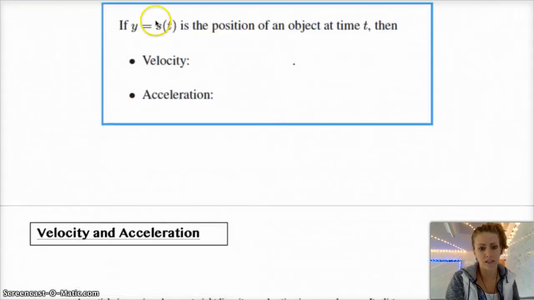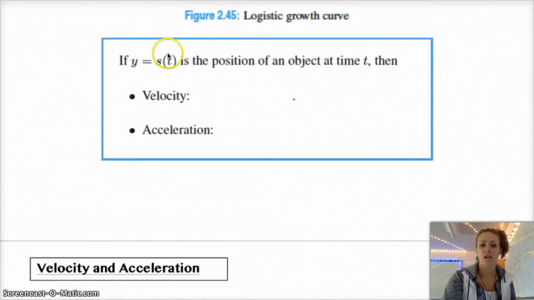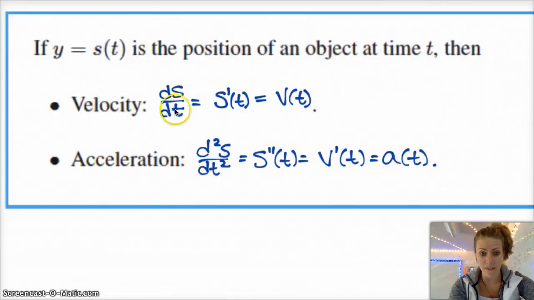So then last but not least, I just want to talk about the positions and velocities. If you have a function that is the position of an object, then the velocity is the first derivative, f prime, and the rate at which the velocity changes, which is also acceleration, is the second derivative. These are all fancy ways of writing the same thing. The velocity is the derivative of position, and acceleration is the second derivative of position or the first derivative of velocity.